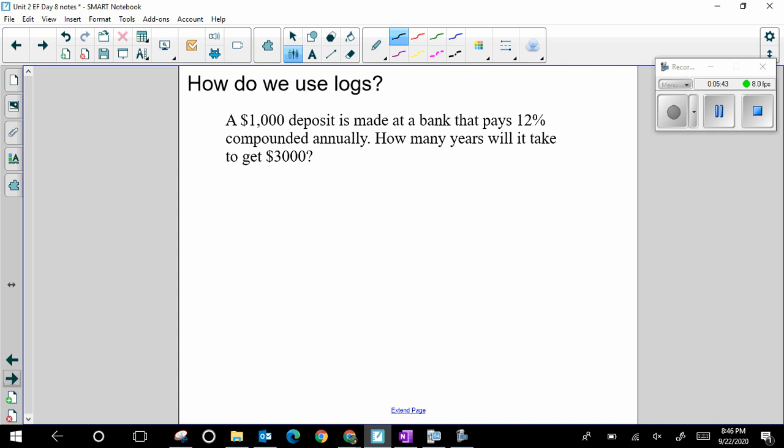All right, so have your calculators ready. How do we use logs? We're going to use them to solve for the exponent. Okay, so we have $1,000. It pays 12%, compounded annually. How many years does it take to get to 3,000? So we should be used to writing these by now. So I have 1,000 times 1 plus the percent as a decimal to some power x, and I want it to equal 3,000.